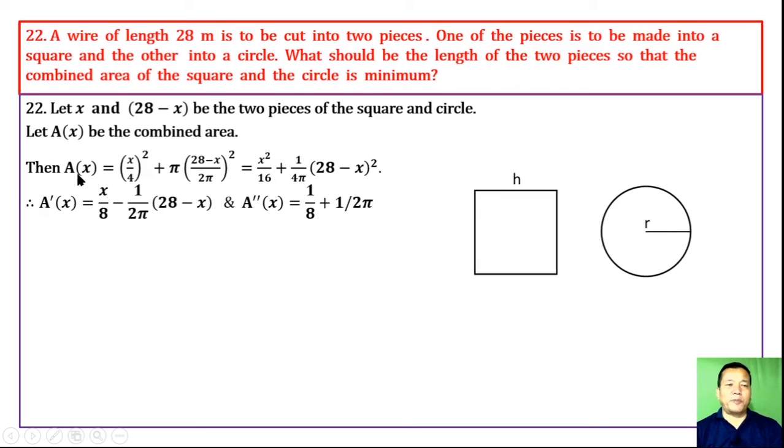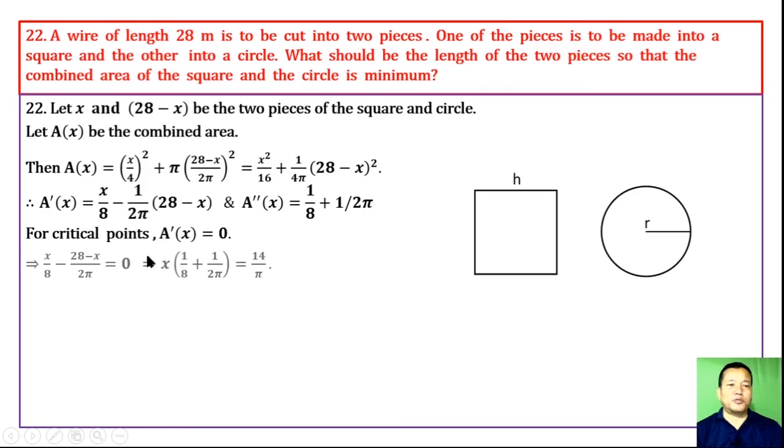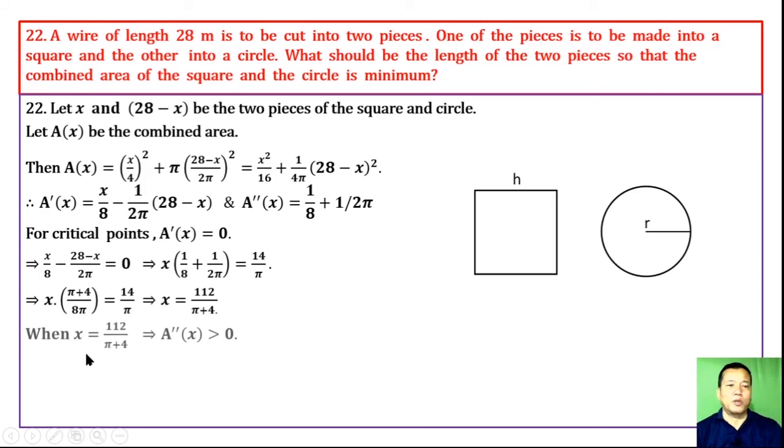Therefore its derivative with respect to x is A dash x, whose derivative with respect to x is this, and its second order derivative is this. For critical points, we have to put A dash x equal to 0. Putting this corresponding expression equal to 0 and solving for x, we get 112 by pi plus 4. When x is this, the value of the second order derivative is greater than 0. Thus A(x) is minimum when x is 112 by pi plus 4.